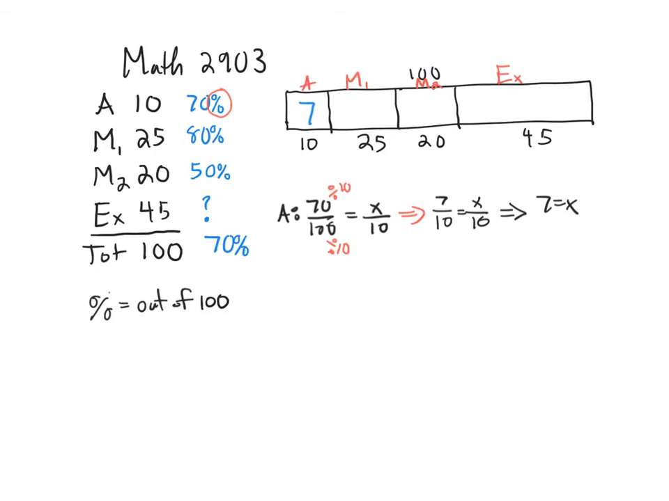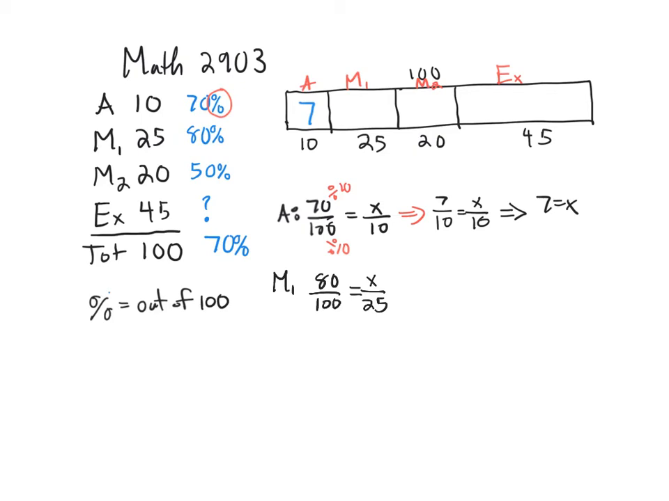Okay, so let's look at the next part. We know they have 80% of all of the total marks in midterm 1. What is that out of 25? So again, let's use our idea of proportion. So this is midterm 1. So they got 80%, which is 80 out of 100. And we need to know how many points they got out of 25.